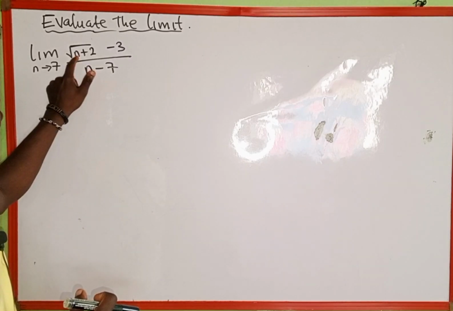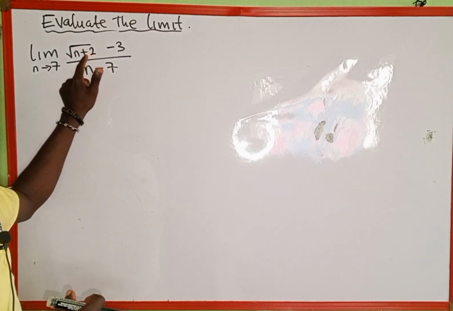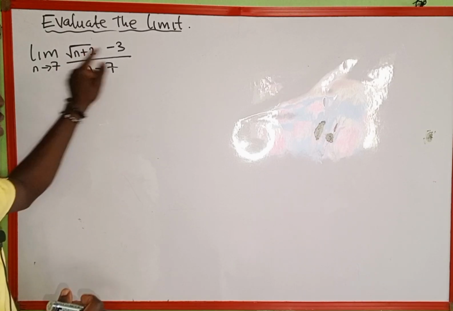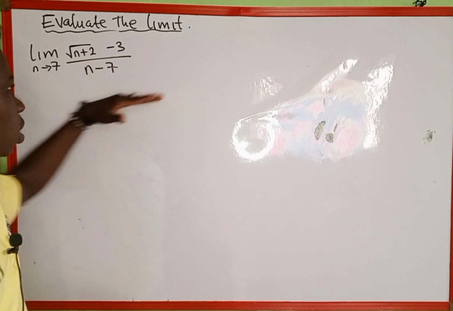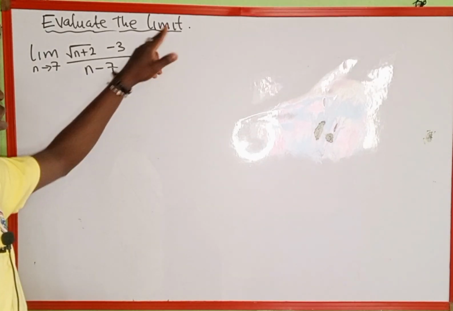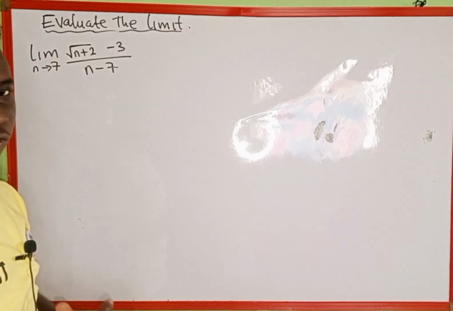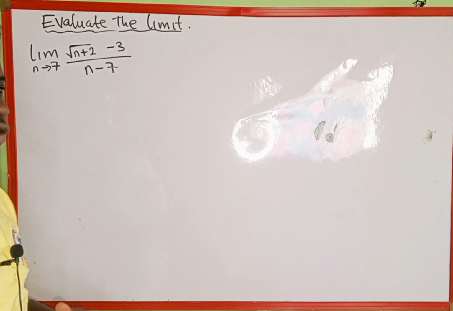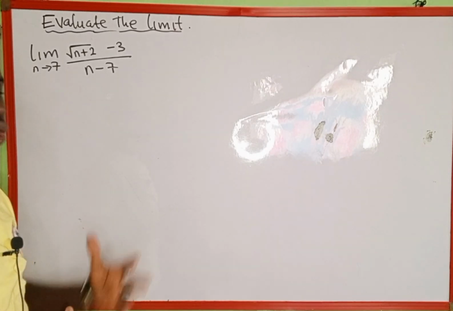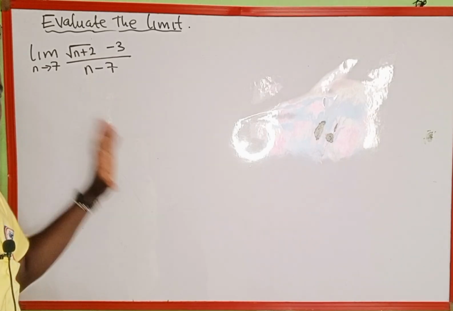plug in 7 here, 7 plus 2 is 9, and 9 is a perfect square. When we take the square root of 9, it's going to be 3. Then 3 minus 3 is going to be 0. Then divided by, when we plug in 7 here, 7 minus 7 is 0. 0 divided by 0 is undefined. This is what we call an indeterminate function. So when we have an indeterminate function, the next thing we are going to do is to simplify the function first.